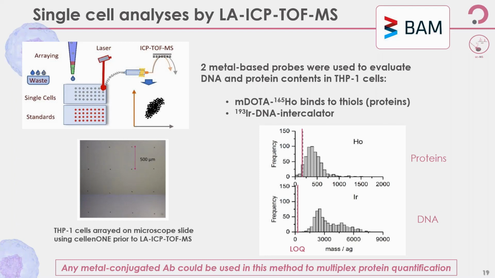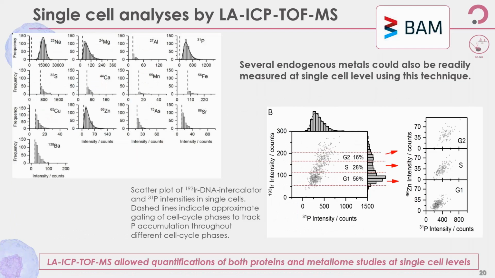So in the first part of this paper, they describe how they used metal-based molecules in order to detect the protein content of cells and also the DNA content of single cells. And in the later part of this paper, they demonstrated that they were able to measure also endogenous metal quantitatively in single cells. And the last diagram on the bottom right shows you the change of phosphorus amount in the single cell as the cell goes through its cell cycle. So this demonstrated that their laser ablation ICP-TOF-MS technology allowed quantification of both protein and metalome studies at the single cell level. And we are working with several other groups in this field, and we hope that some more papers will be coming out soon.